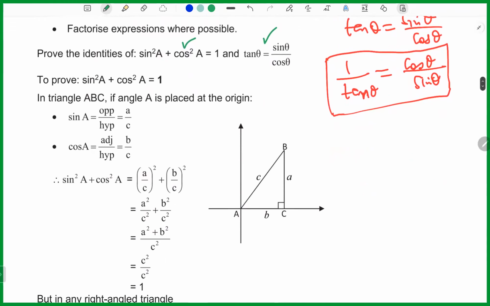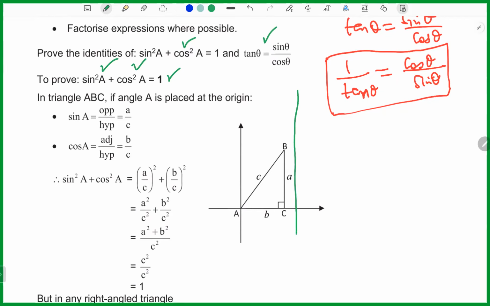Now, how do we prove that sine squared of A plus cosine squared of A equals 1? Let's look at the proof together. The proof has been done alongside, but we shall just recap on the proof together. To prove this, first and foremost, we need a diagram. First things first, we need a diagram, and the diagram has been drawn. We're going to just draw a basic diagram, and we draw our diagram this way.